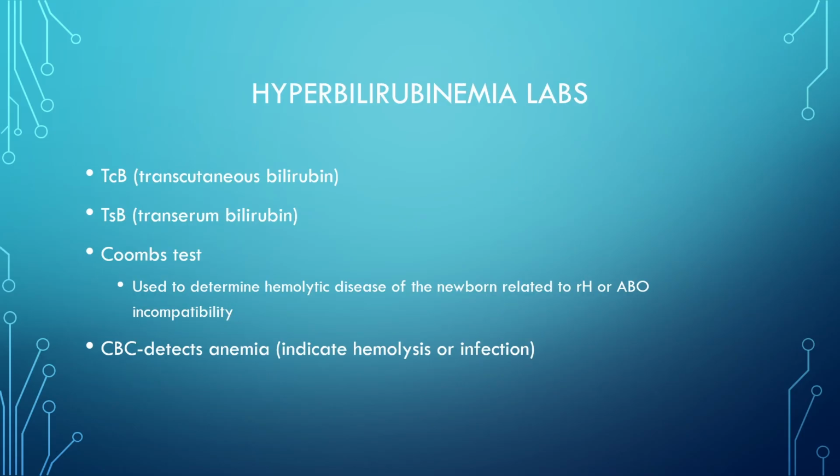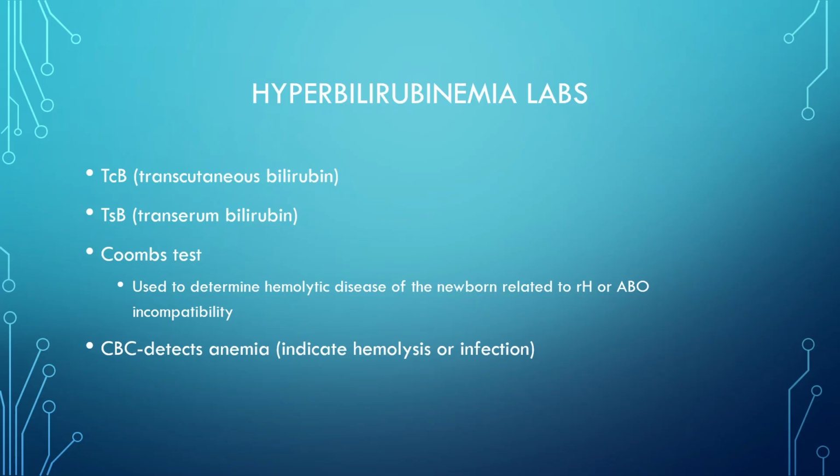So things that we want to do to see what level our babies are at, we can do a TCB or a TSB. TCB is transcutaneous bilirubin. So we just put that little machine on their skin. It tells us a number. Or a TSB is total serum bilirubin. This is the actual amount of bilirubin within their blood.